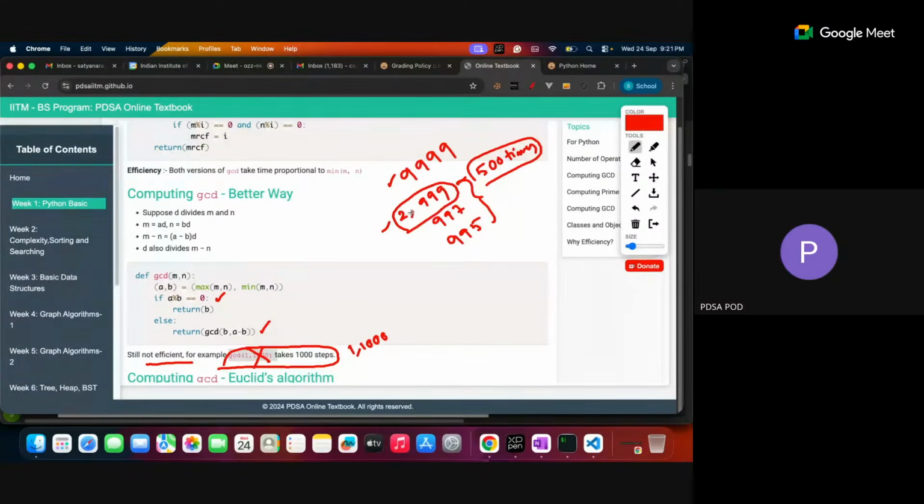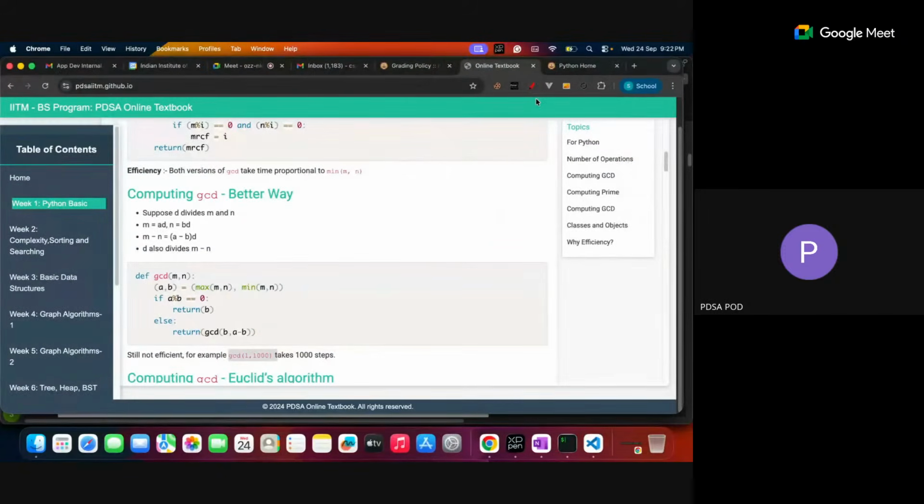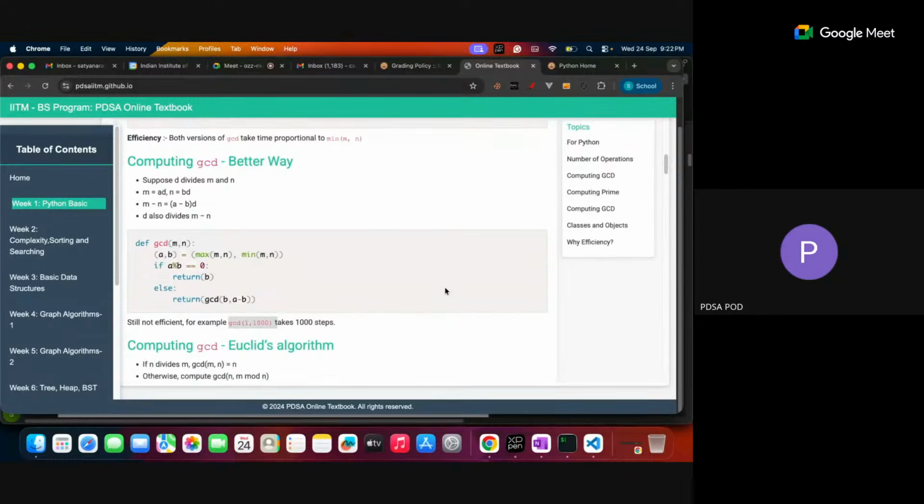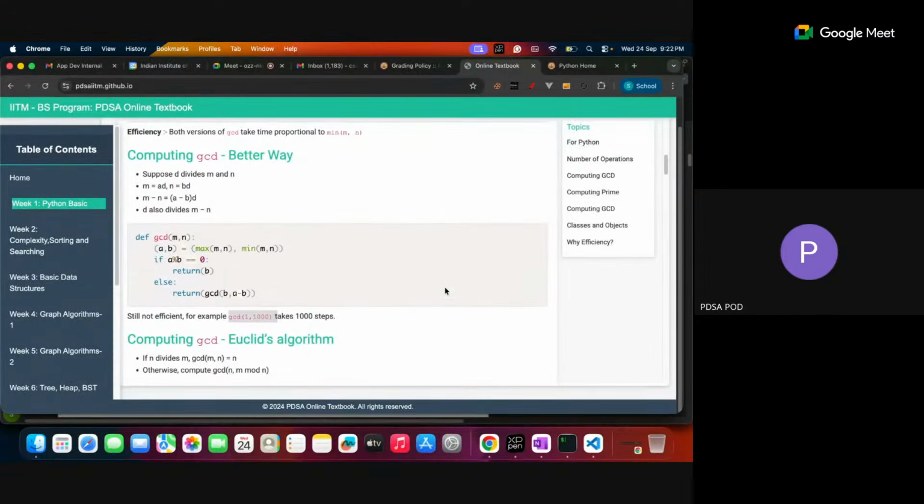Every time only the value 2 is subtracted. Whenever there is a large difference between A and B, the subtraction takes 500 times, 500 subtractions it is doing, or 1000 subtractions. So still it is not efficient. Instead of doing this, there is a mathematical method defined, Euclid's formula. This particular Euclid's formula is efficient. Why it is efficient is very simple.